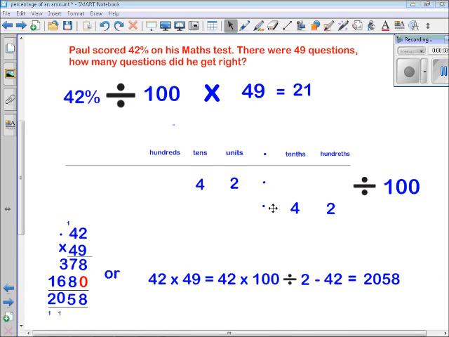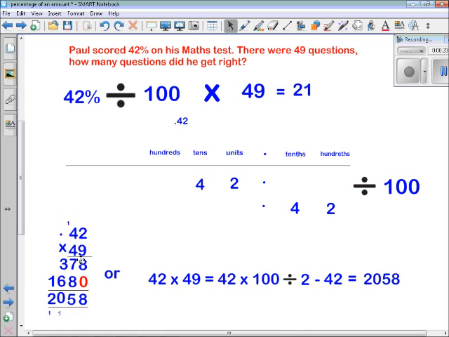Okay, so we've worked out that 42 divided by 100 gives us 0.42. So we're at this stage now. Here's my 0.42. 0.42 times 49. That's the next thing we need to work out. Now there are 2 ways I've done this down here.